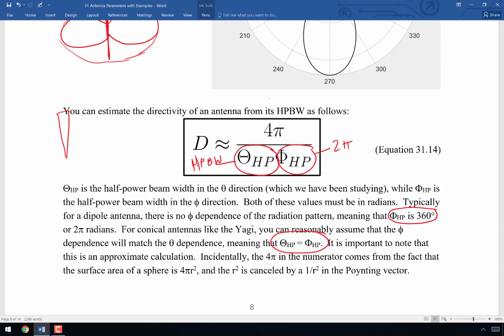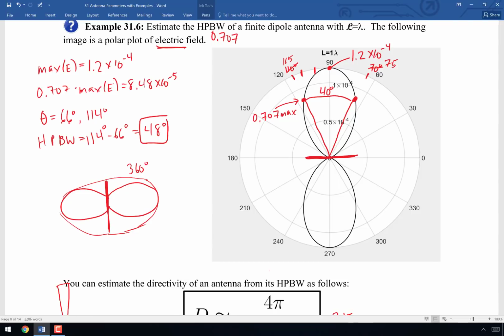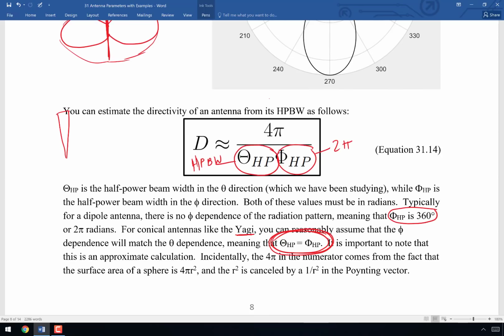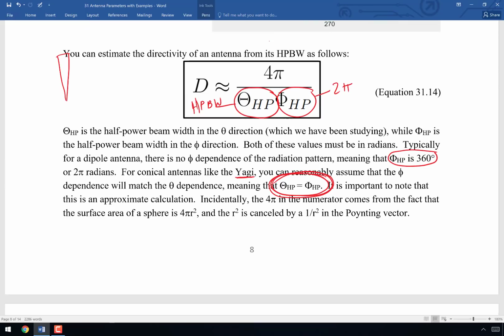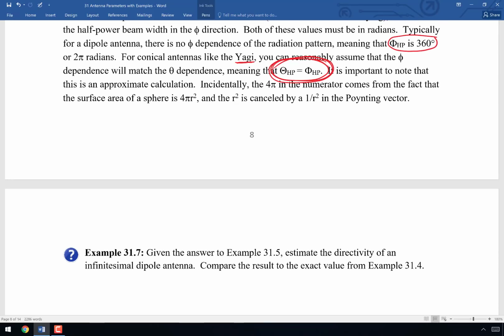Only if you knew that the signal coming out of it was conical, like the Yagi antenna, would you probably make the assumption that the half power beam width in both directions was equal, because there it's really a cone. But if you had a finite dipole antenna, and it is so hard to represent this graphically, you have to picture that this image right here is being rotated out of the page, 360 degrees. In that case, you would choose phi sub half power to be 2 pi. And so anytime you have a finite dipole, which is most of the time in this class, we're going to choose phi sub half power to be 2 pi.